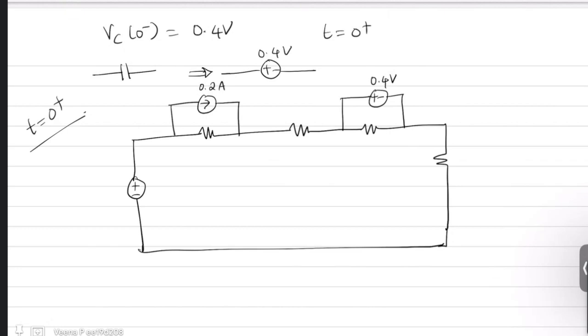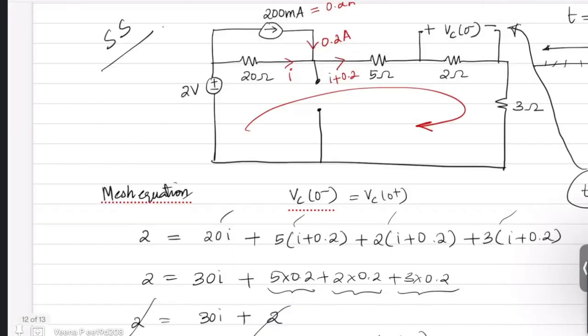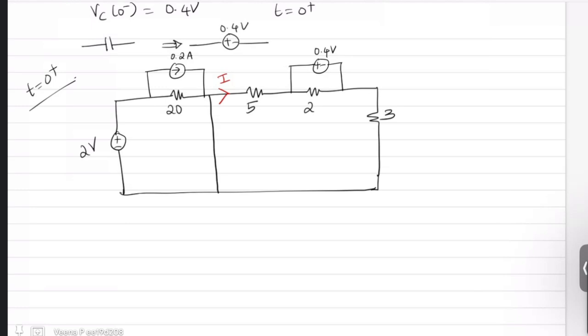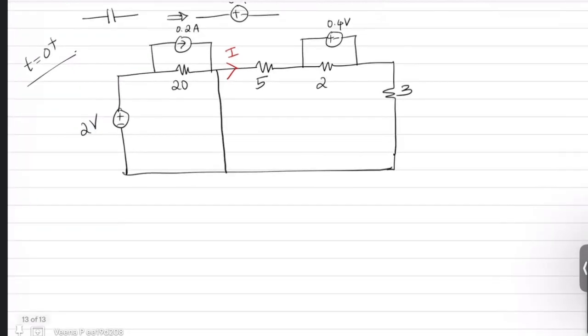So I replace the capacitor with a voltage source having its initial voltage. This is 2 ohm, this is 3 ohm, this is 5 ohm, this is 20 ohm, and this is 2 volts. The question is to find this current. What is the current flowing through 5 ohm at t equal to 0 plus? Now t equal to 0 plus means the switching operation is already performed. So the switch was in this branch. So the switch is closed means it is a short circuit path. Now you have to find what is this current, that is the problem in this circuit.